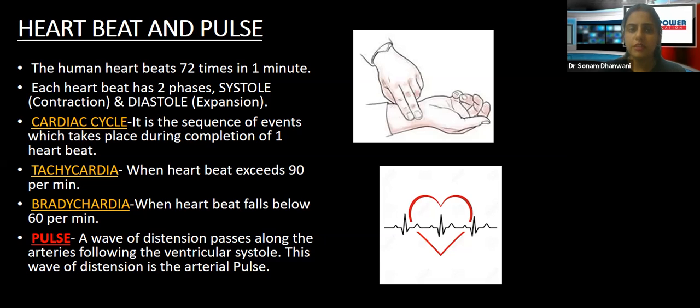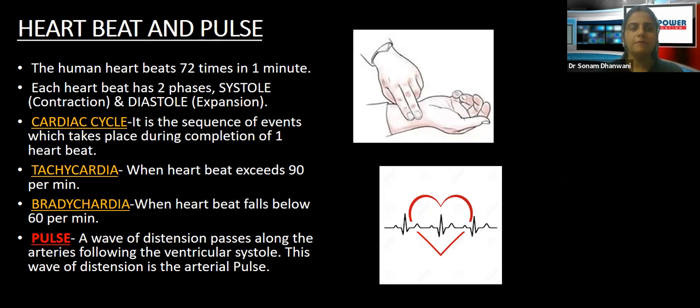Okay, so the human heart beats 72 times in 1 minute. Each heartbeat has two phases, the systole and the diastole. Now we have seen this. We have already seen this in the last class. Now coming to what is cardiac cycle. It is the sequence of events which takes place during the completion of one heartbeat. Now completion of one heartbeat में मतलब क्या हो रहा है, systole हो रहा है और diastole हो रहा है, correct? So that part, that completion of one heartbeat is known as the cardiac cycle.